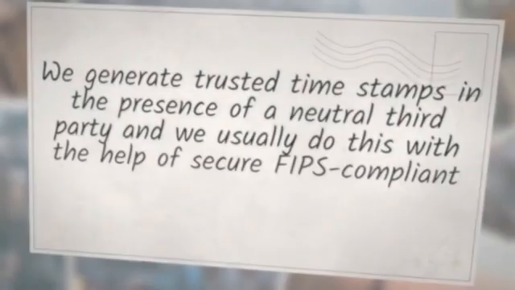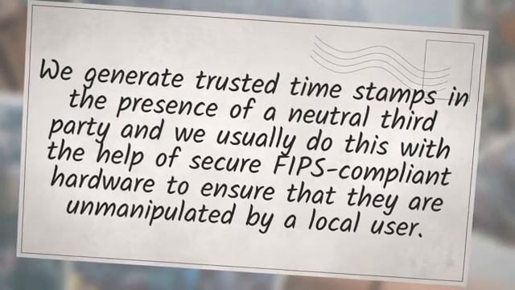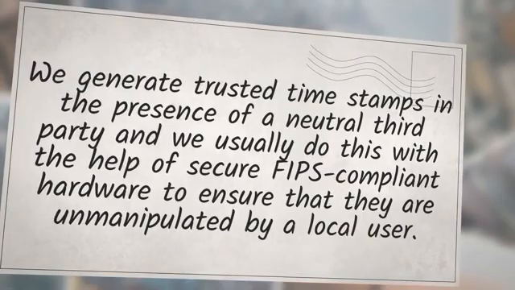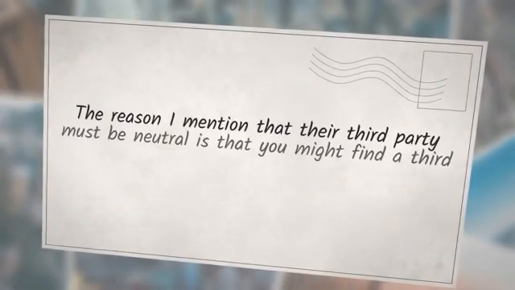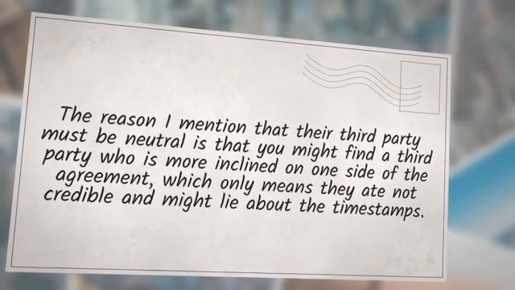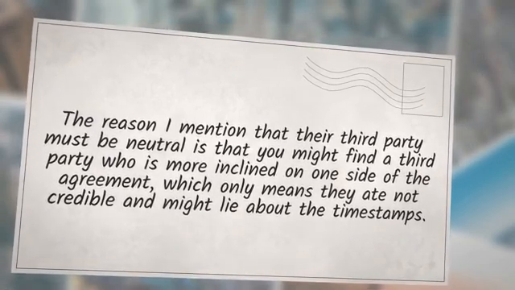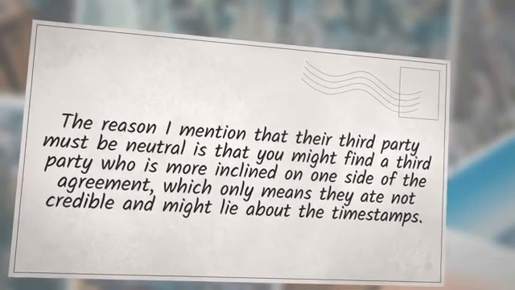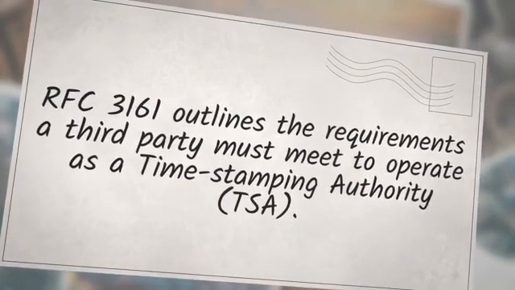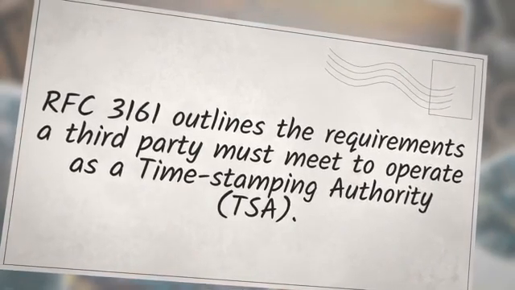We generate trusted timestamps in the presence of a neutral third party, and we usually do this with the help of secure FIPS-compliant hardware to ensure that they are unmanipulated by a local user. The reason I mention that the third party must be neutral is that you might find a third party who is more inclined to one side of the agreement, which only means they are not credible and might lie about the timestamps. RFC 3161 outlines the requirements a third party must meet to operate as a timestamping authority, TSA.